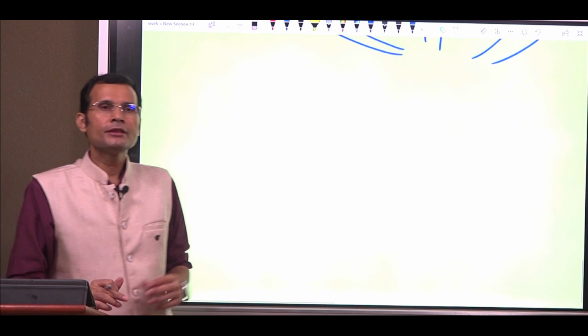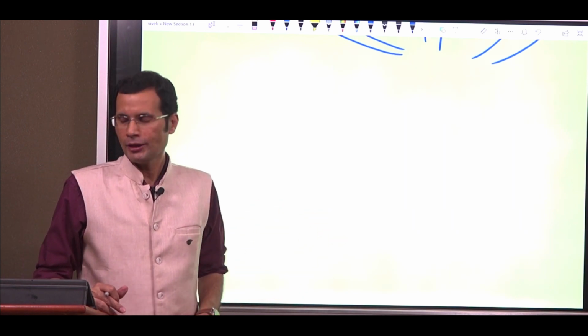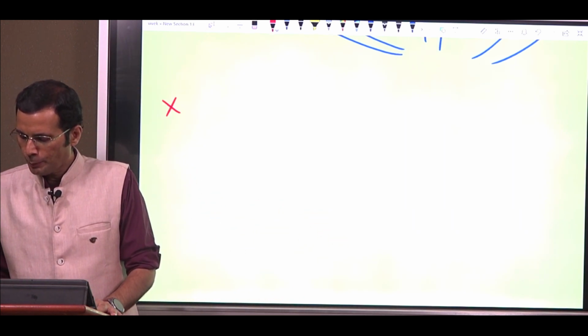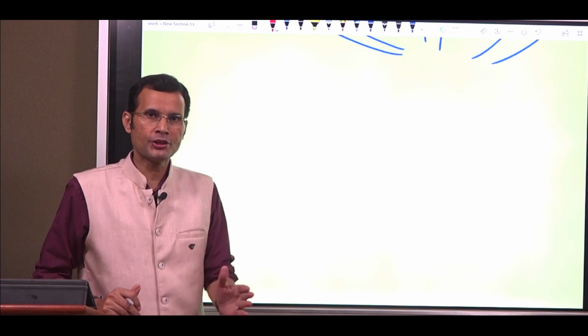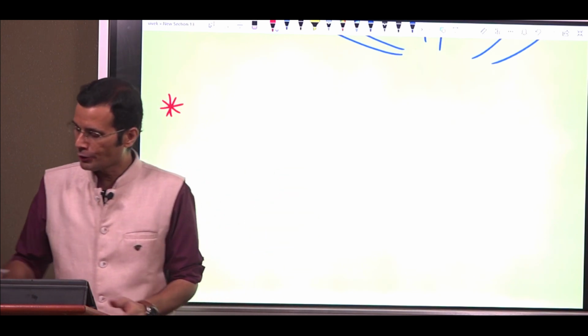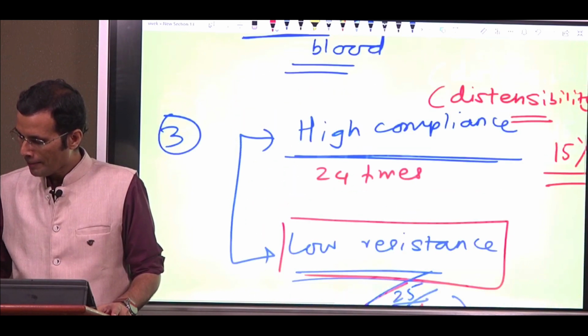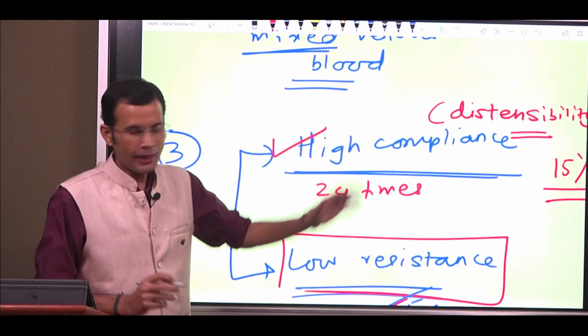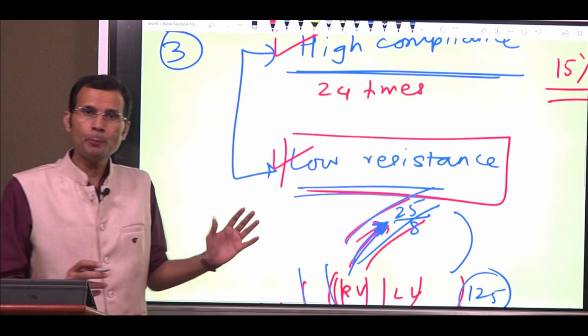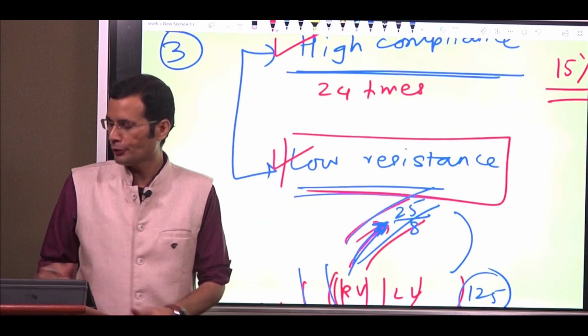Right, so these are the pressures in the pulmonary circulation. But the point was, it's a low pressure and low resistance circulation. The pulmonary circulation is a high compliance circulation, and it's a low pressure and low resistance circulation.